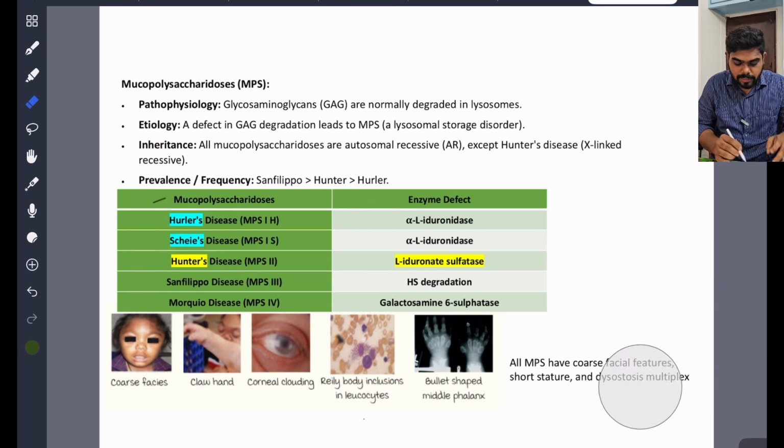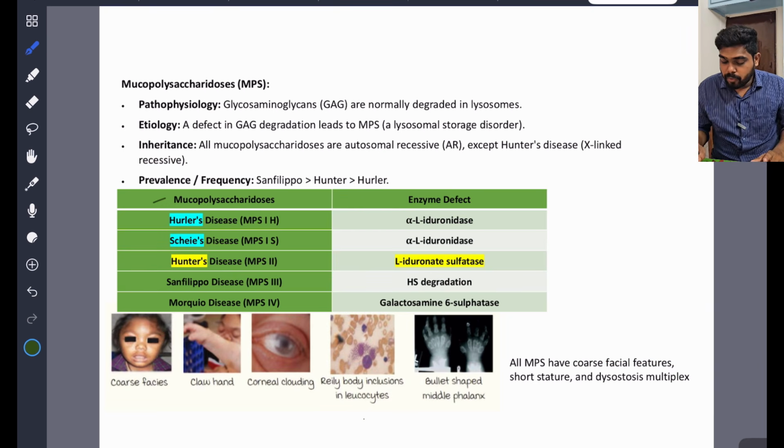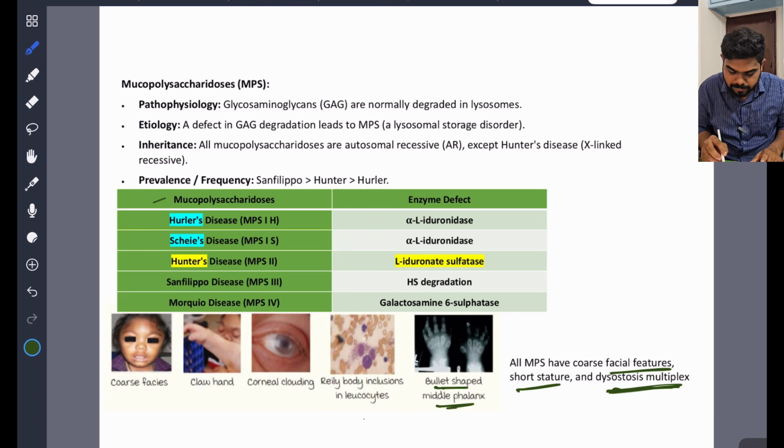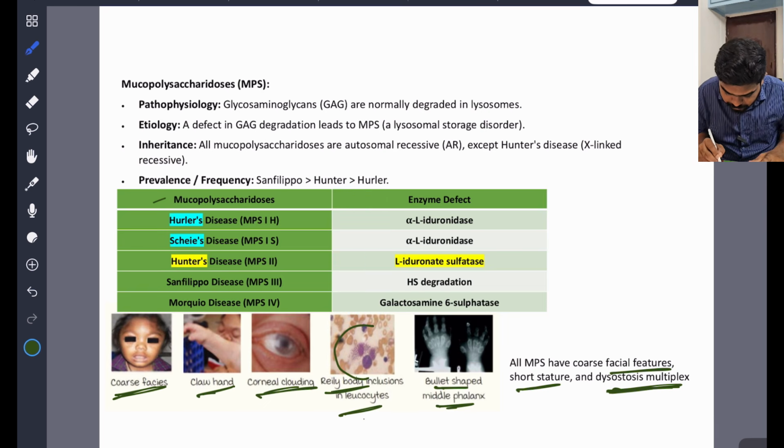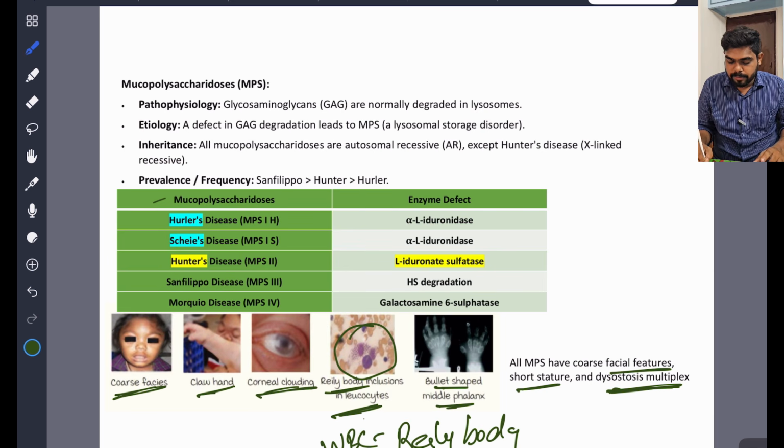Okay, before that you see here, all MPS have coarse facial features. The facial features are typical: short stature and dysostosis multiplex. You can see here bullet-shaped middle phalanx, dysostosis multiplex, and corneal clouding is there, and coarse features are there. And claw hand, and sometimes Reilly body inclusions. You can see some small inclusions here. They are known as Reilly body inclusions in leukocytes. In the WBC, Reilly body inclusions are present. These are very important. So all MPS have these kinds of features, but there are some differentiating features.